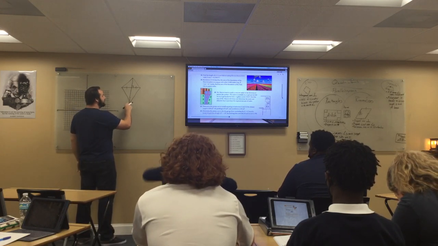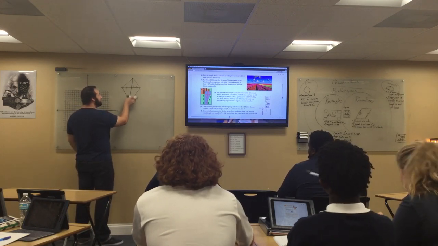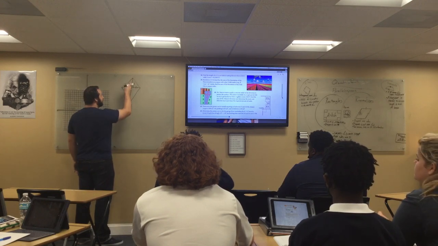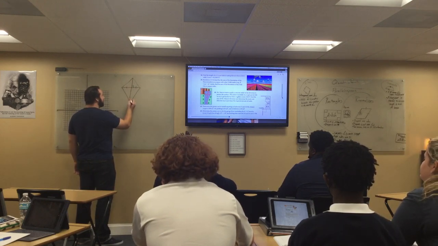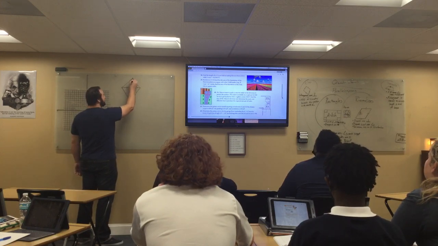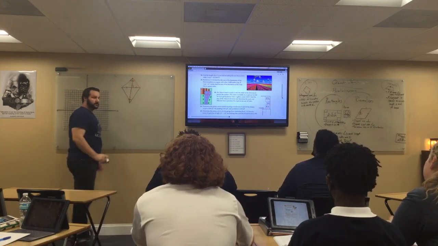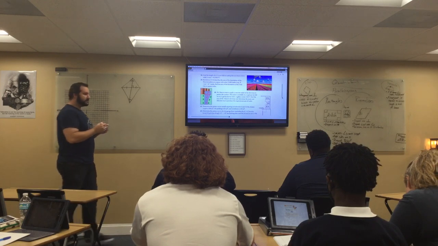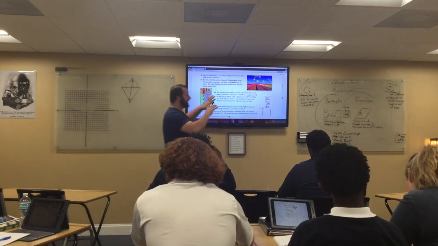And this also bisects these two angles. So if it comes right through here, it's going to bisect so that this angle and this angle are congruent to each other, and this angle and this angle are congruent to each other. Okay? So that's what those two rules mean for kites.